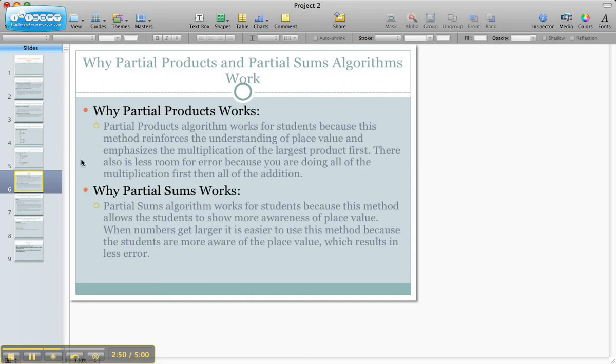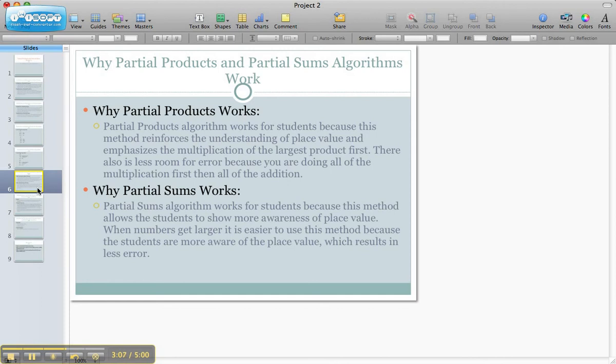Why partial products works: the partial products algorithm works for students because this method reinforces the understanding of place value and emphasizes the multiplication of the largest product first. There also is less room for error because you're doing all of the multiplication first and then all of the addition.